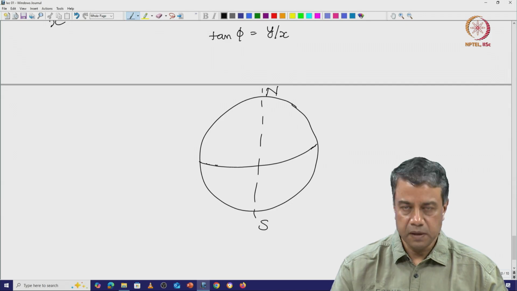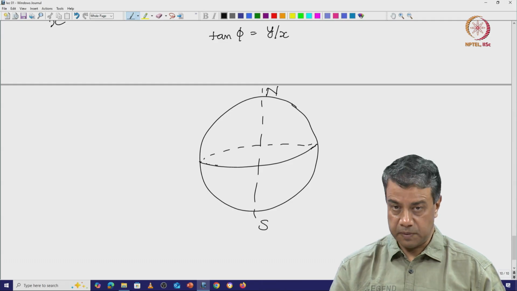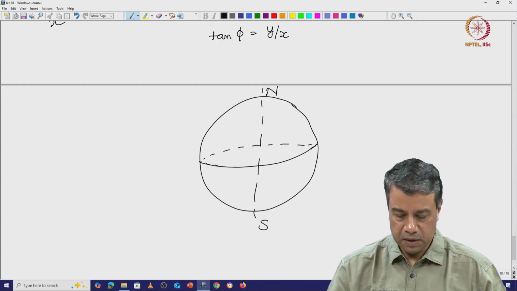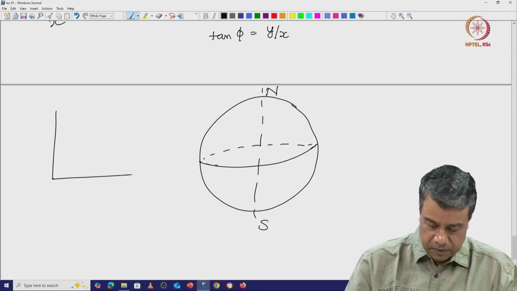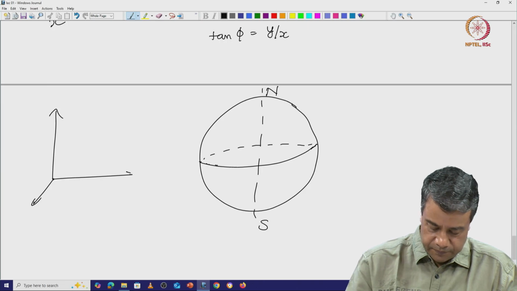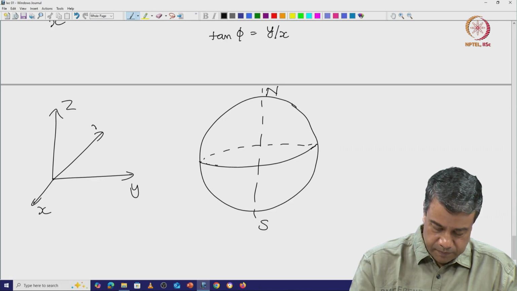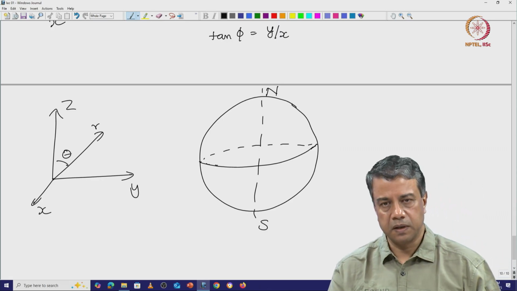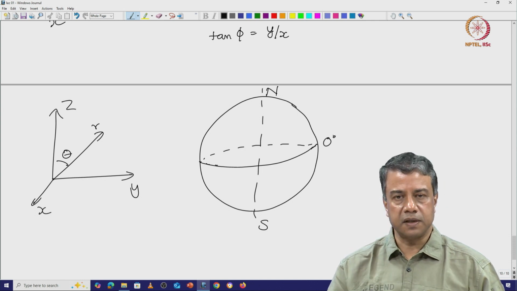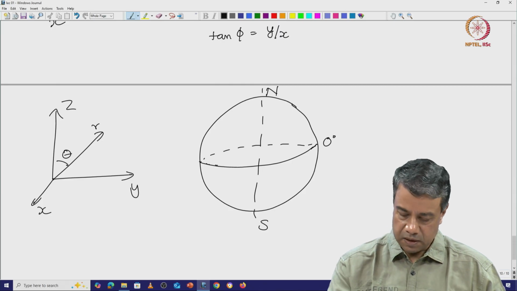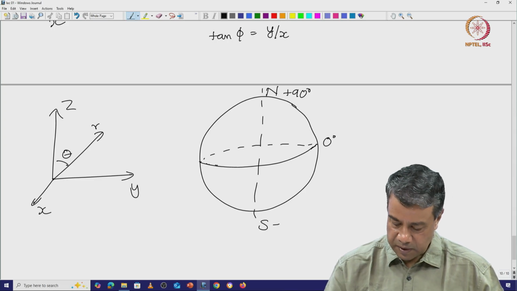The equator is usually defined as theta is equal to pi by 2. I will relate this to what I had in the spherical coordinate system. The equator is usually given latitude 0 degrees. The north pole is given latitude plus 90 degrees and the south pole is given latitude minus 90 degrees.